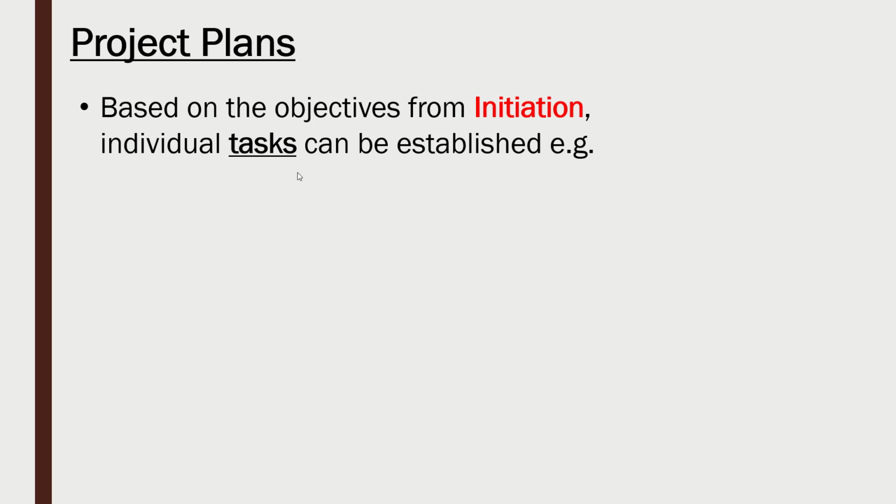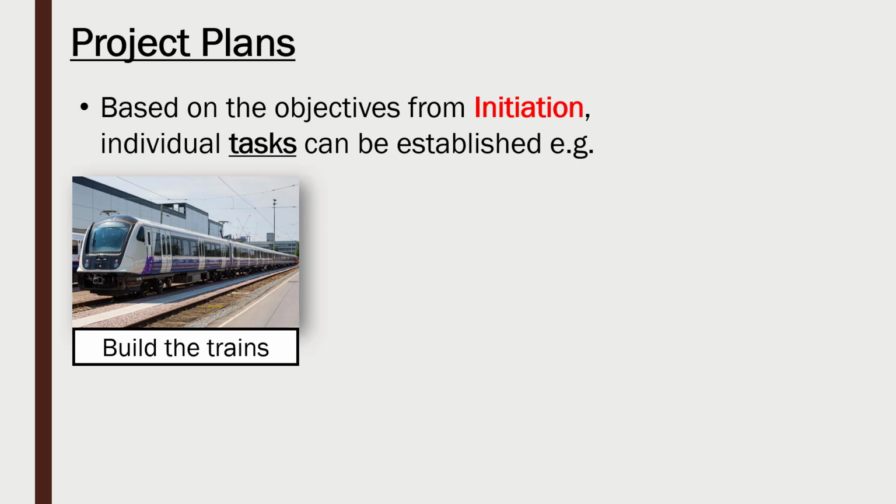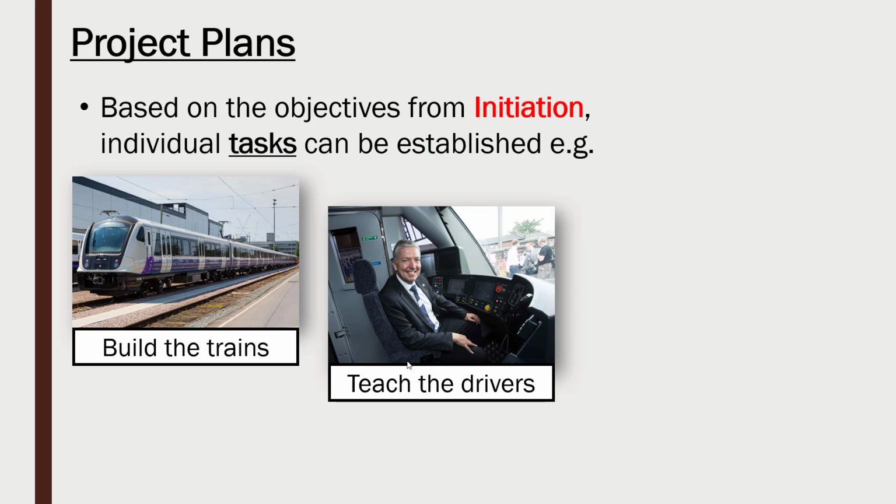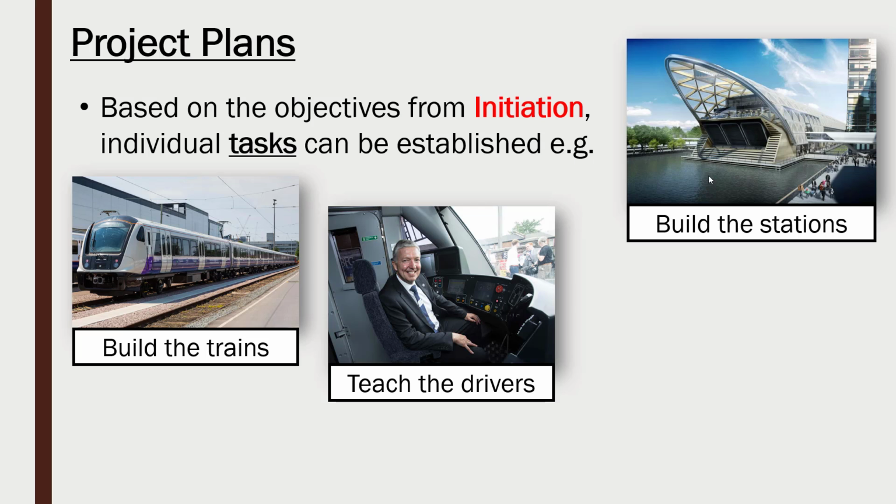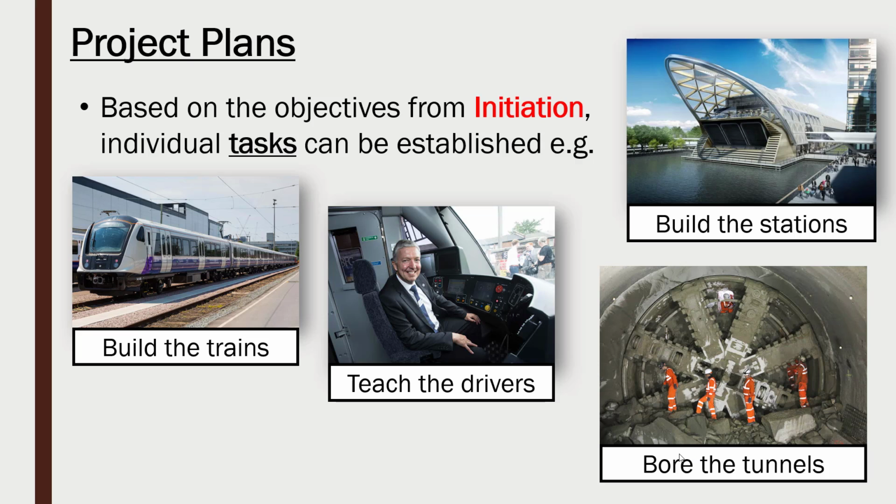Unless our project is really, really simple, we're going to need to do several, if not loads, of individual tasks, so just some job to complete our project. So for example, sticking to my train example of Crossrail, so a new train line across London, examples of tasks would include building the trains, teaching the drivers, making sure the drivers can use the new trains, building the stations is fairly important. This is quite a fancy station in Canary Wharf, and also making the tunnels, so boring the tunnels, drilling through the tunnels to allow the trains to go through eventually.